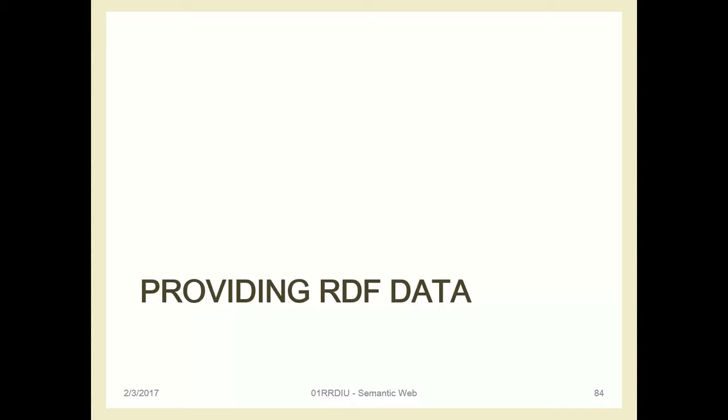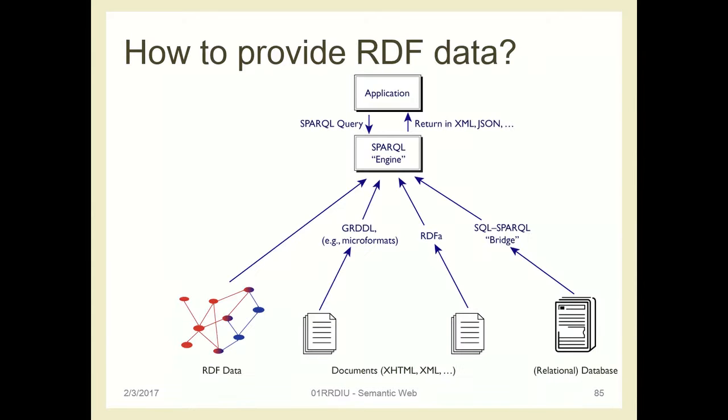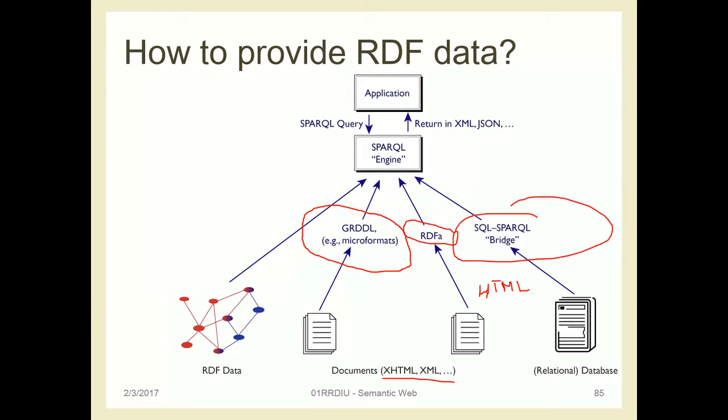The last part, but very quick, is that the triple store can get data not only that are native RDF, but also coming from other kinds of formats. It would be useful, for example, to have our RDF data from XML documents, HTML documents, or relational databases. And many different standards, from W3C mainly, take care of this conversion. For example, GRDDL or microformats work on XML documents. RDFa is a standard for HTML5 documents or XHTML documents. And then here there is a bridge between relational databases and triple stores.